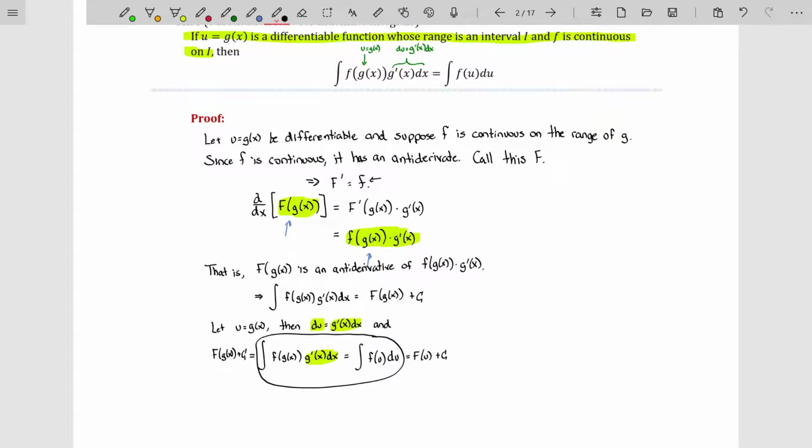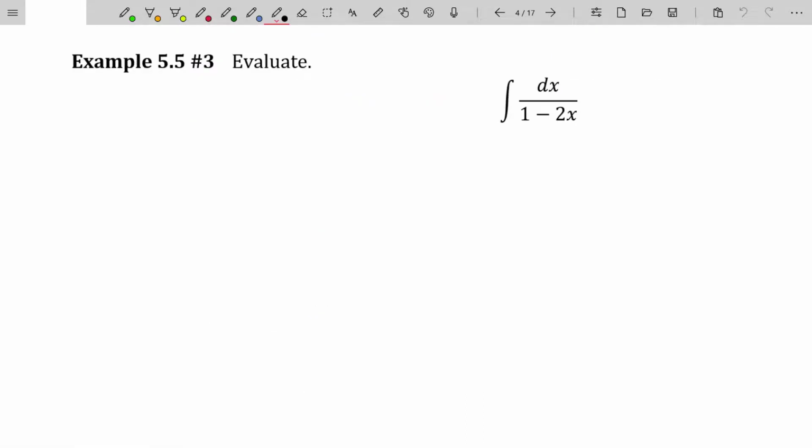Again, using it is an art form. It's not something like, oh, always do this thing. It's going to be an art form. It's very heuristic. So let's try to use it again. Let's take this indefinite integral of dx over 1 minus 2x.